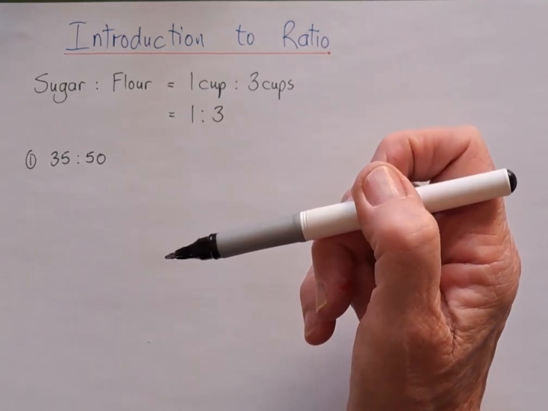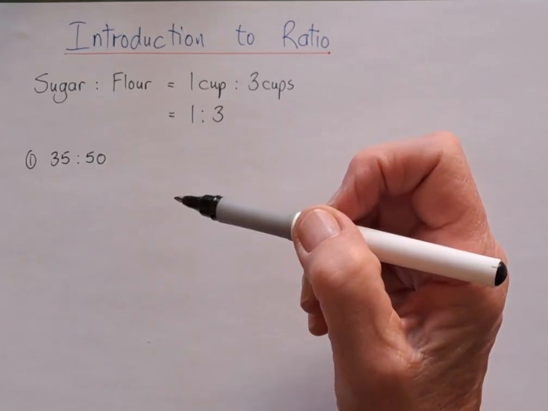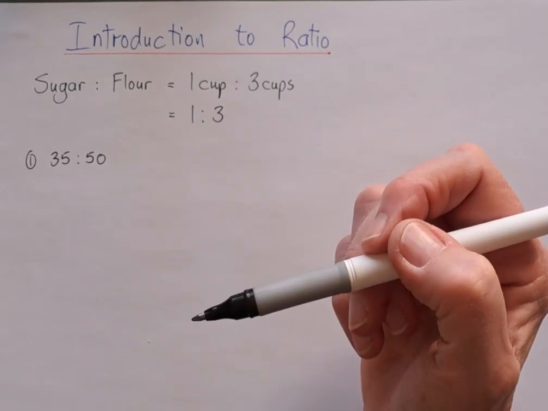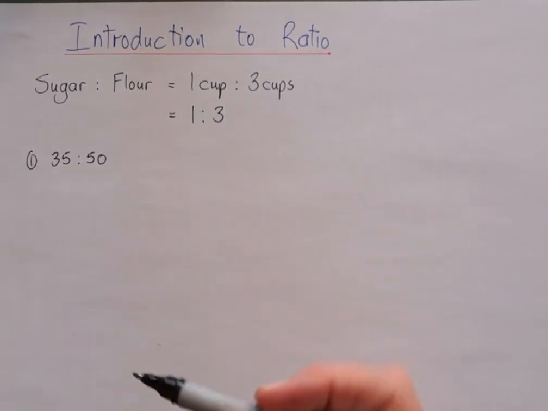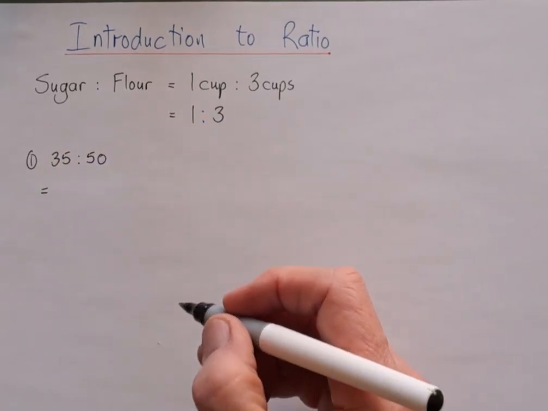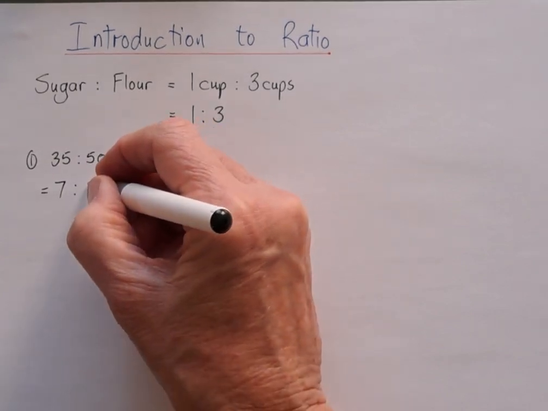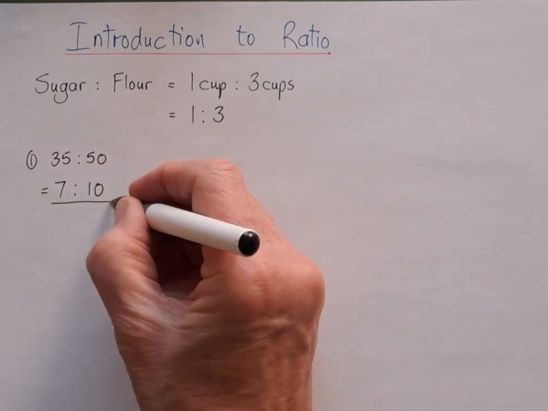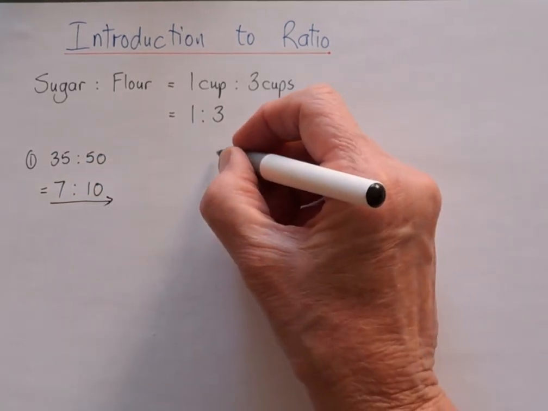And if we think back to our fraction lessons, when we wanted to simplify a fraction, we had to find the highest common factor that could divide into the numerator and into the denominator. So we're doing exactly the same thing here, except the numbers are next to each other. So obviously the thing that will go into both of them is 5, and 5 goes into 35 7 times, and 5 goes into 50 10 times. And because there's nothing to divide into those two, my ratio is now in its simplest form. So let's have a look at another one.